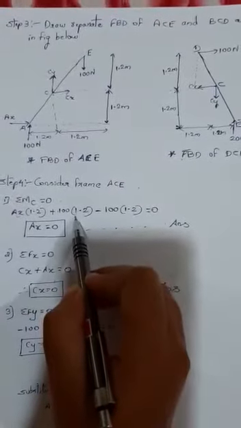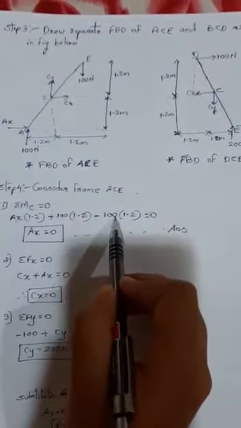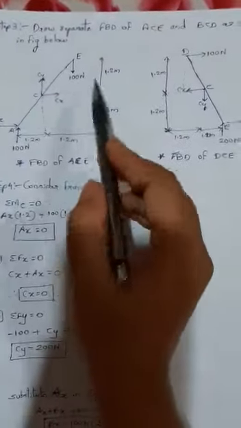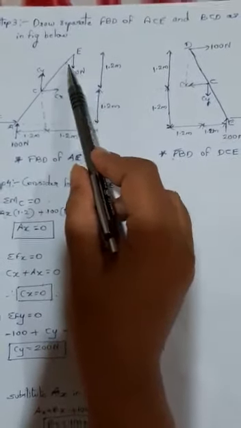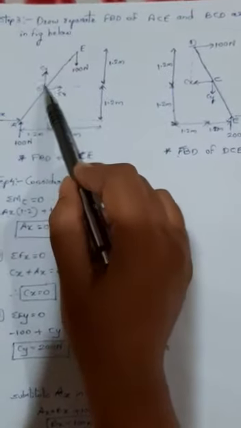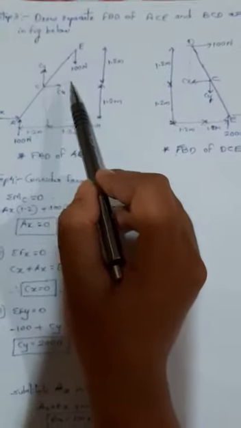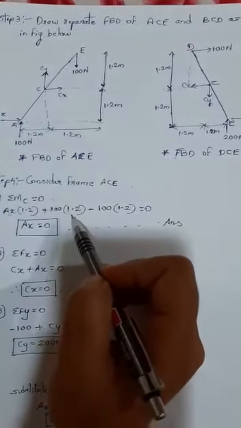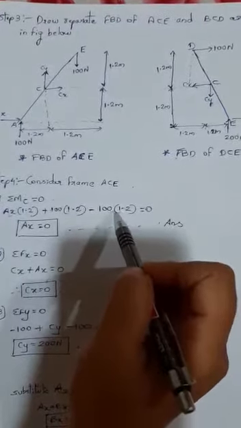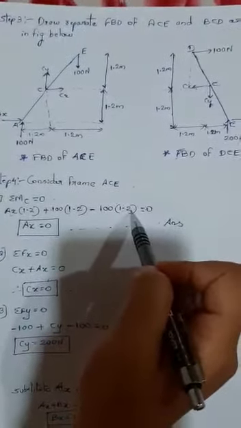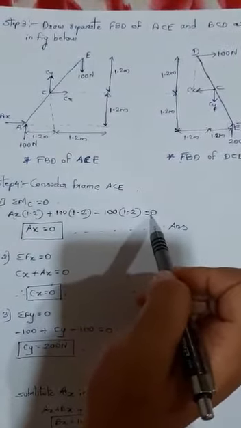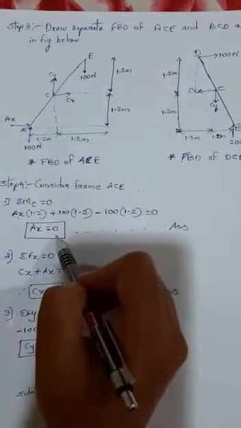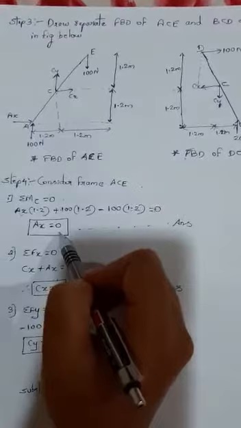So I can consider it negative, 100 into 1.2. Next, this 100 Newton force, again it will come and act at C in a clockwise direction. So clockwise direction sign convention is again negative. So 100 into 1.2 equal to 0. Okay, so from this you'll get the value of Ax by calculation, that is 0.